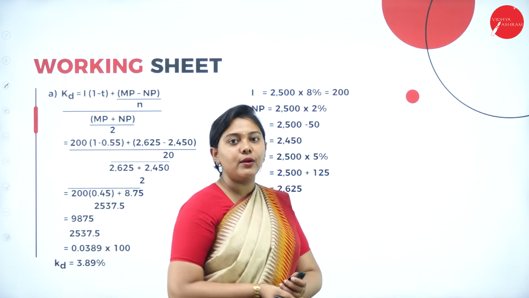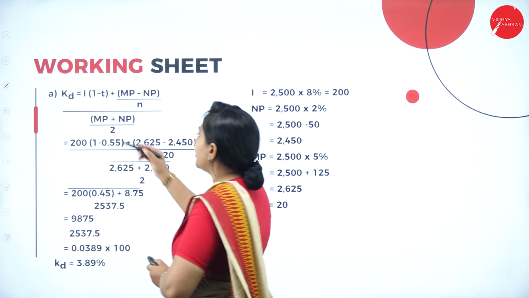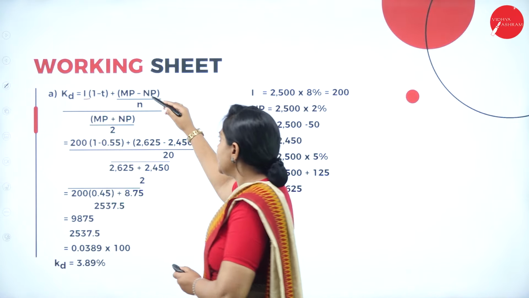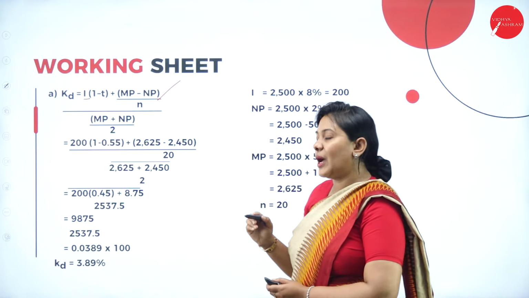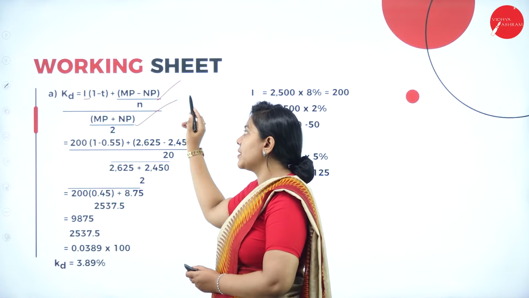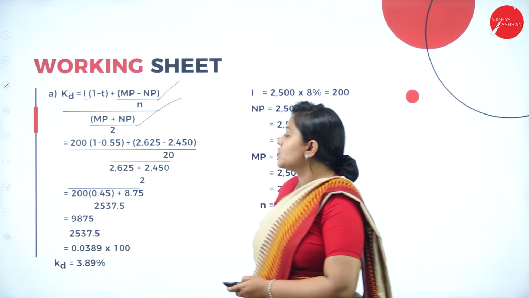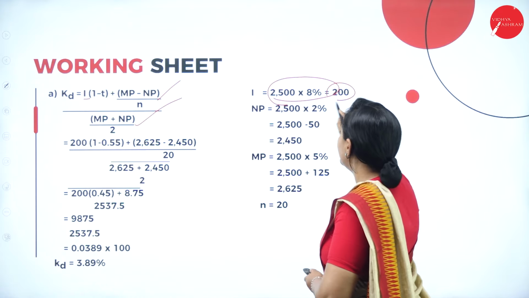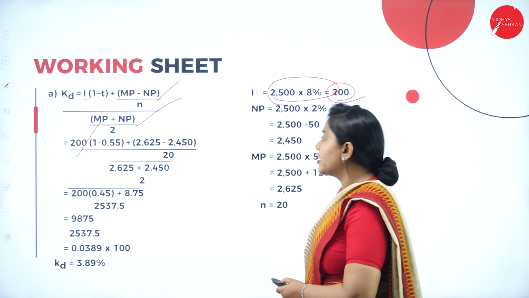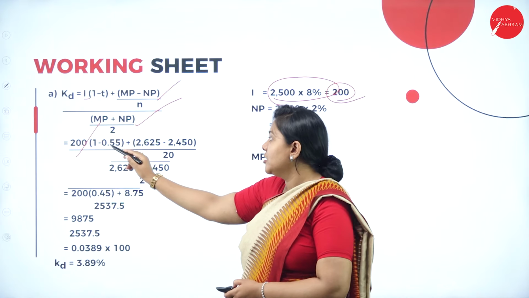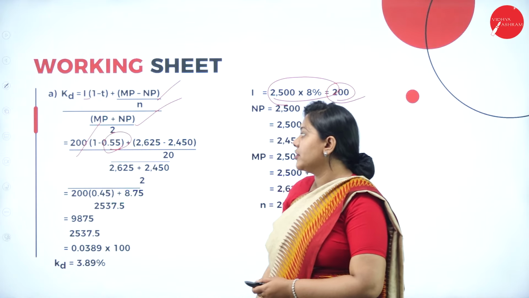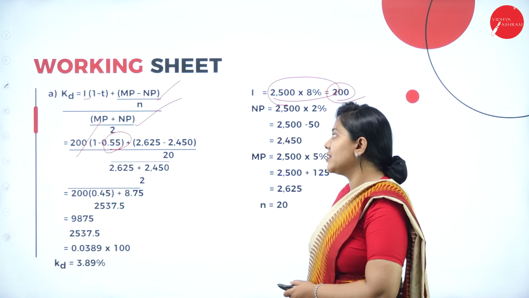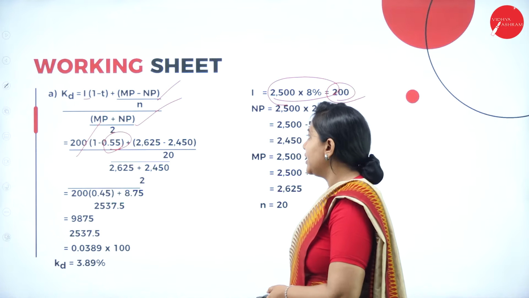Now first we are calculating debenture. Cost of debenture is equal to interest into 1 minus tax rate plus maturity price minus net proceeds divided by number of years, whole divided by maturity price plus net proceeds divided by 2. So your interest is 2,500 into 8%, 200 is the interest. Corporate tax is 55%, that is 0.55. If you subtract from 1, 1 minus 0.55, you will get the remaining tax rate.